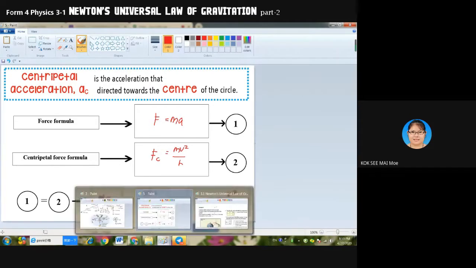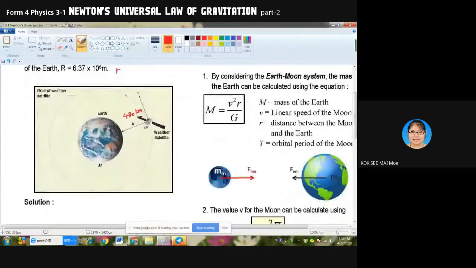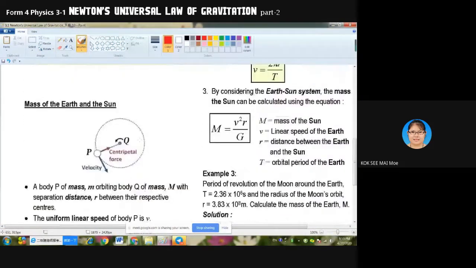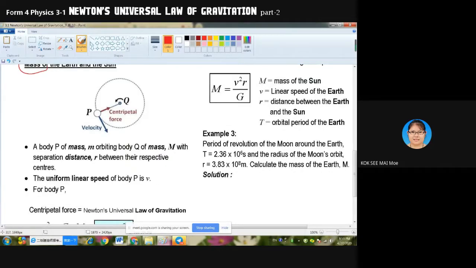Okay, now we continue our lesson. We're going to see our paper again. After finishing this one, we're going to see the last part: the mass of the Earth. We need to find the mass of the Earth and also the mass of the Sun. That means this question is never giving the mass. You need to do the calculation. Okay, let's see the explanation.